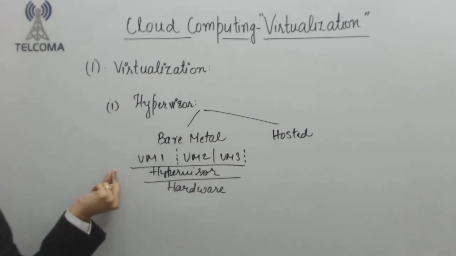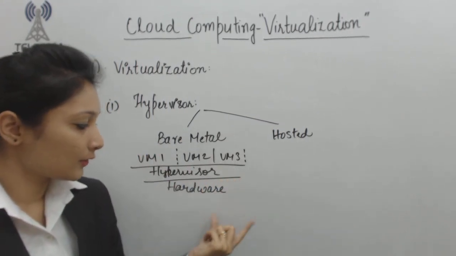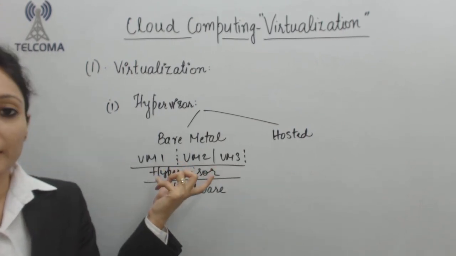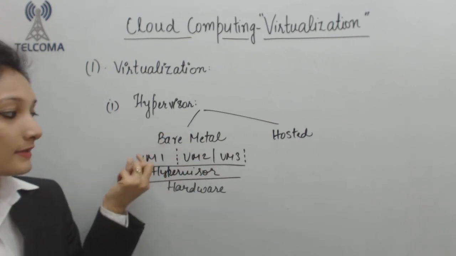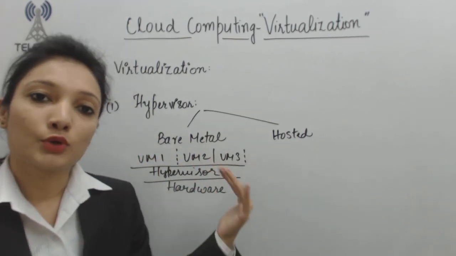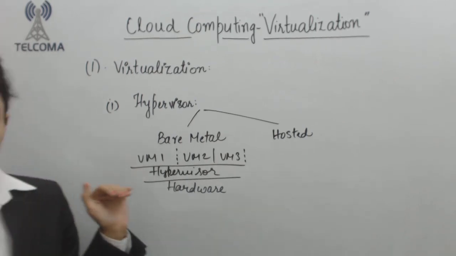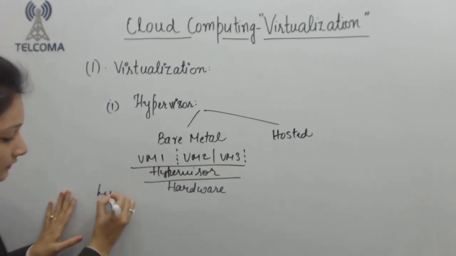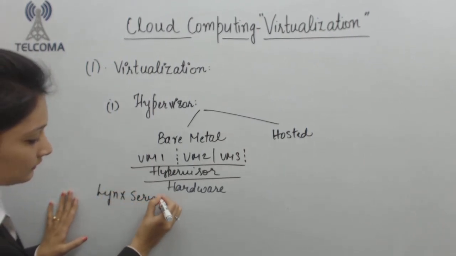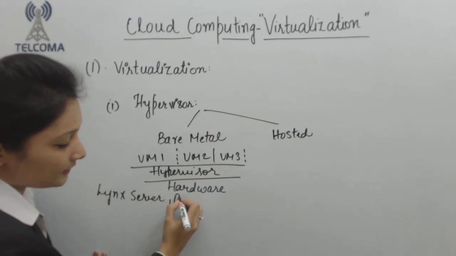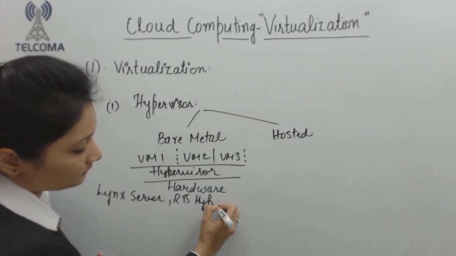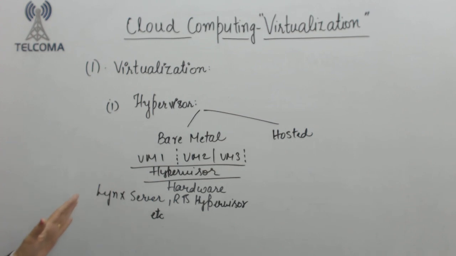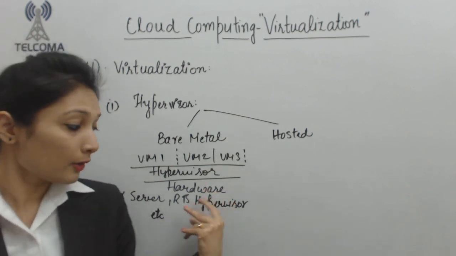That means the hypervisor is directly installed after your hardware architecture. So you will have simply your hardware, then your virtualization layer, and the various operating systems, or we can say the various virtual machines. Examples for this bare metal are RTS hypervisor, which is just selected according to the requirements, or Oracle VM.